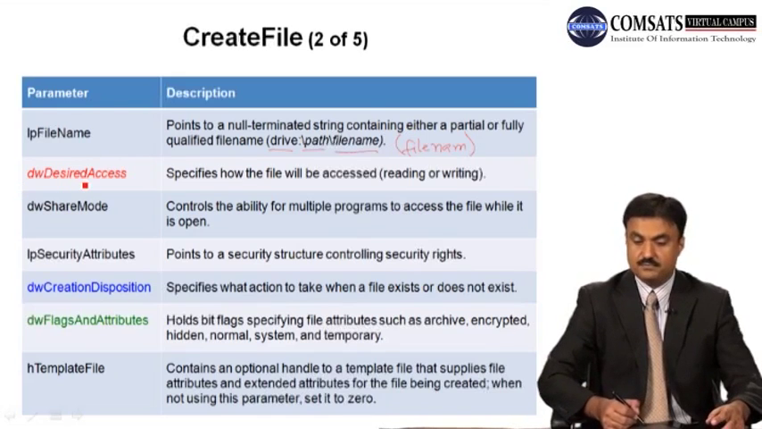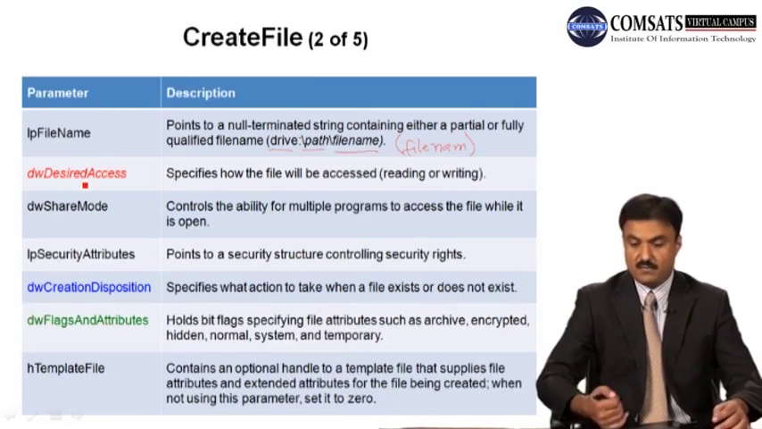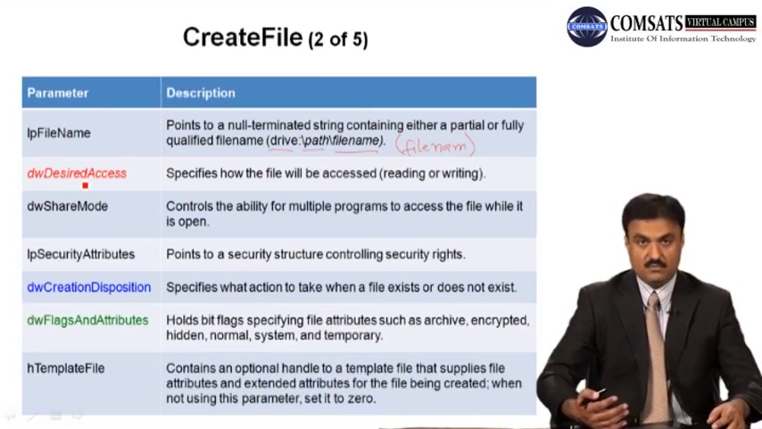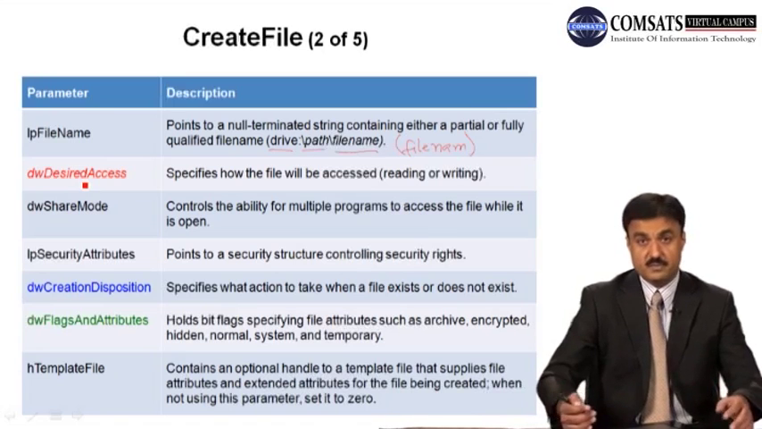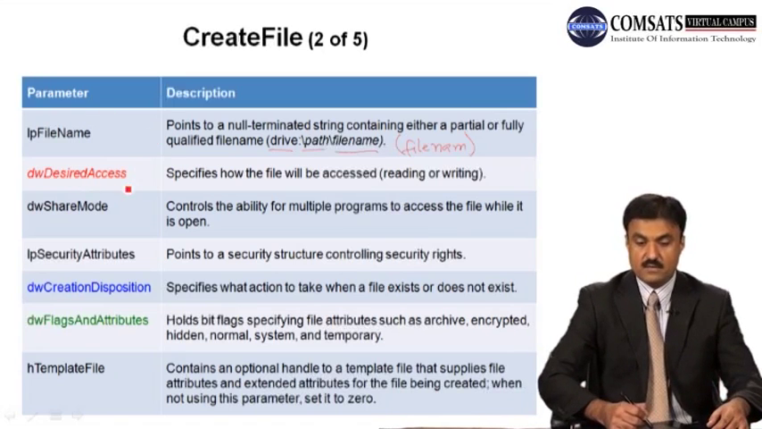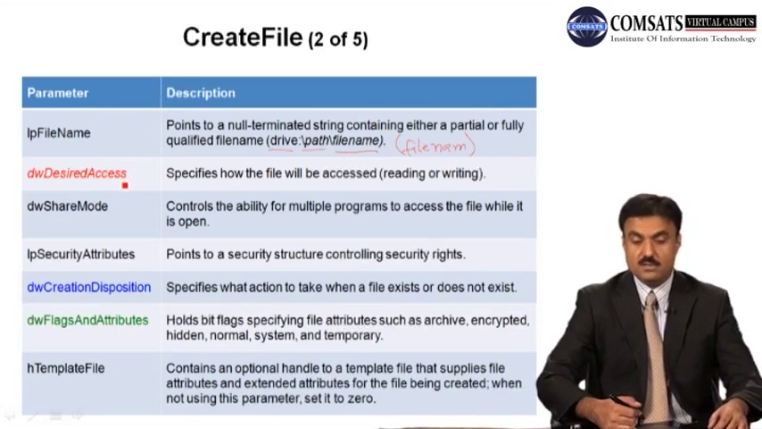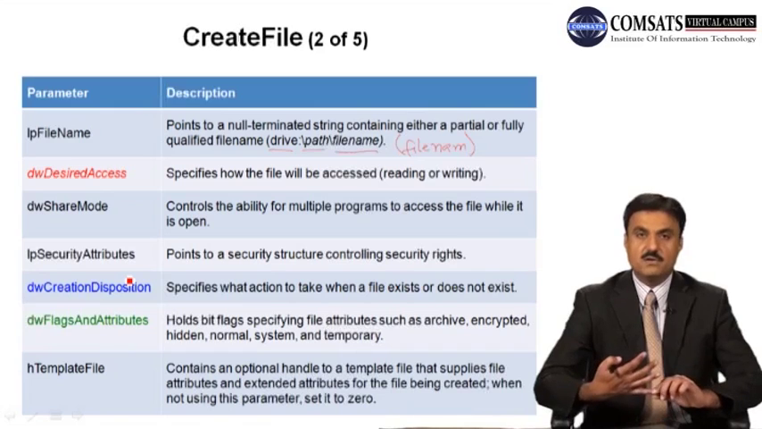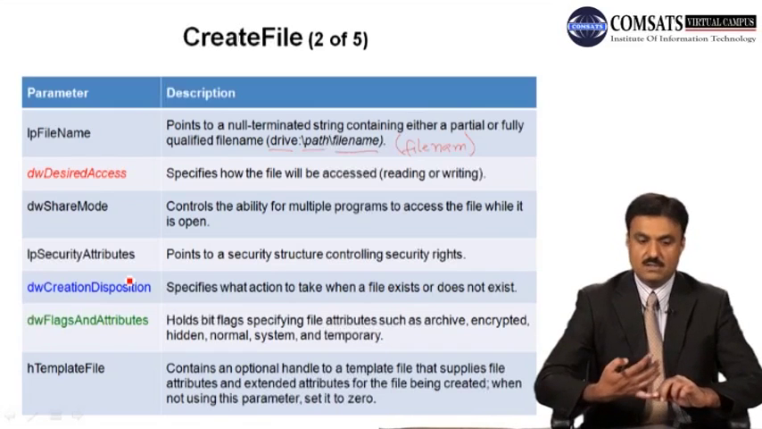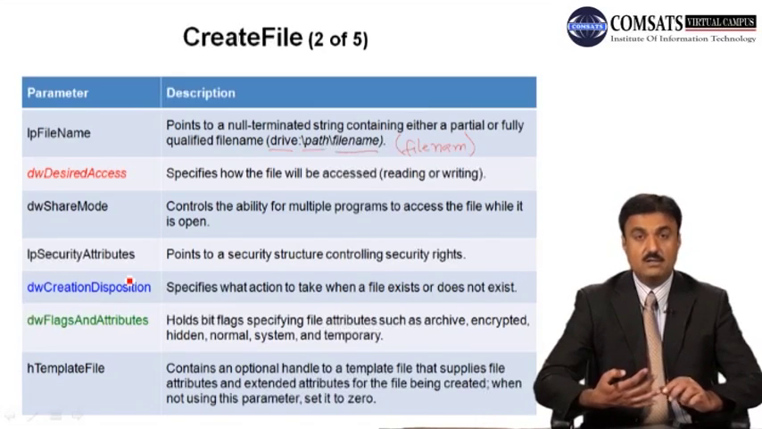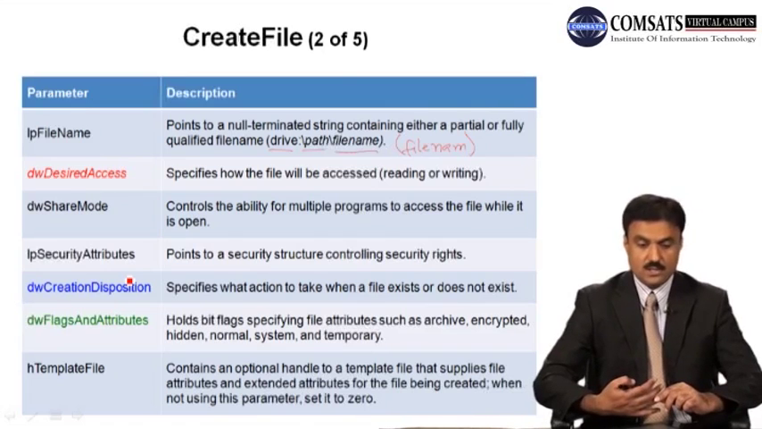Then we have desired access. It will specify how the file will be accessed, either for reading, for writing, or for both purposes. So there are different attributes that you have to define for this parameter, like different values for this desired access. Similarly, the dwShareMode can control the ability for multiple programs to access the file while it is open, like you want to restrict only for write, or only for read, or only for delete and so on. So there is share mode also.